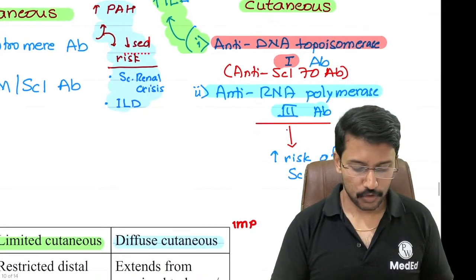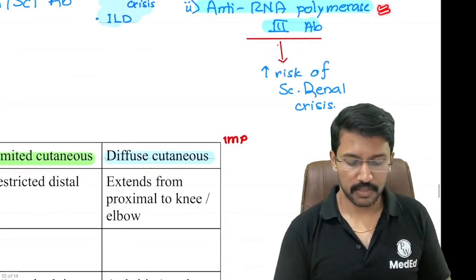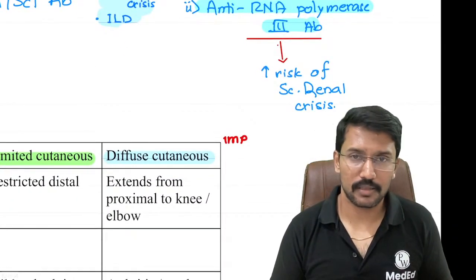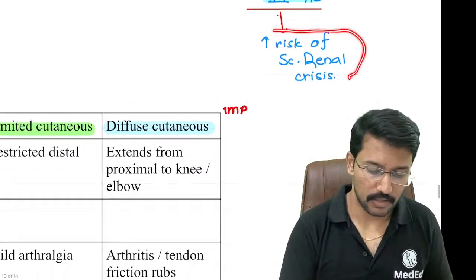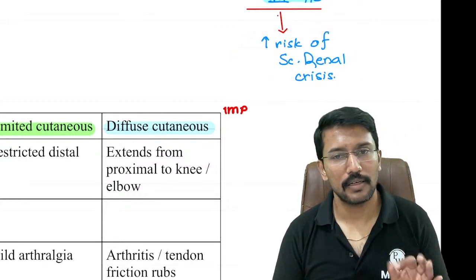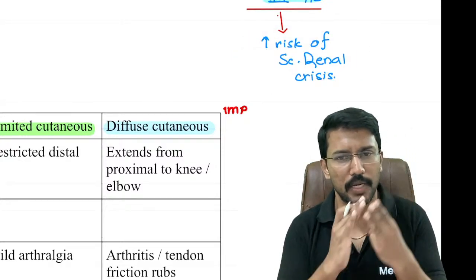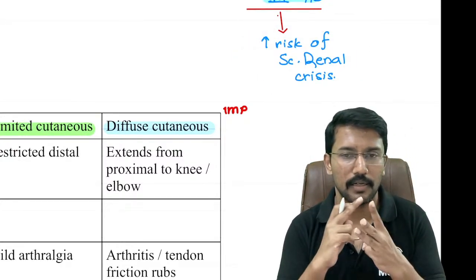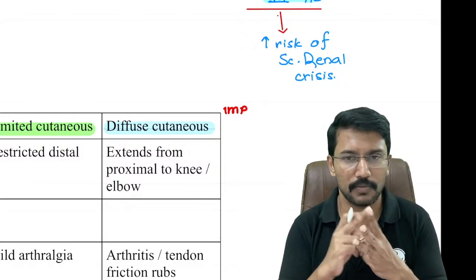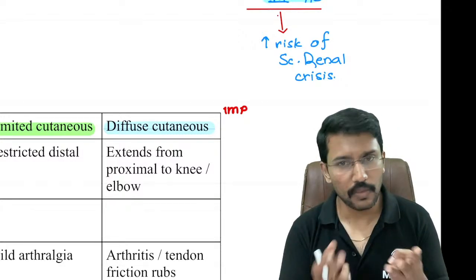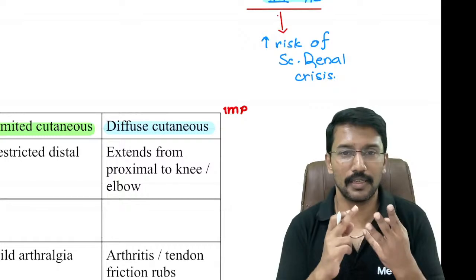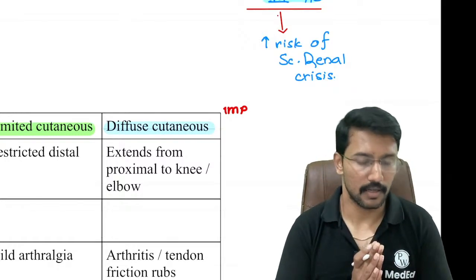Clear? There is one more antibody to remember here, which is anti-RNA polymerase 3 antibody, which is associated with the increased risk of scleroderma renal crisis. हमने सिर्फ 3 मेजर मैनिफेस्टेशंस की बात की है, राइट? लंग्स में pulmonary arterial hypertension and the interstitial lung disease, kidney में scleroderma renal crisis.